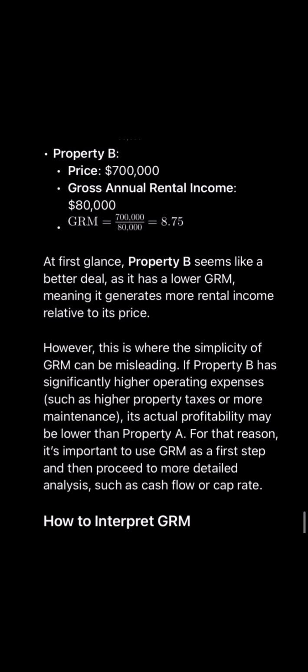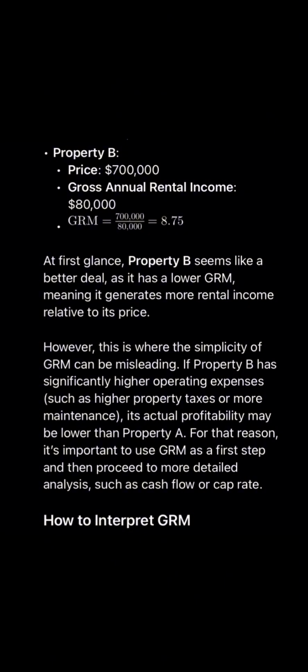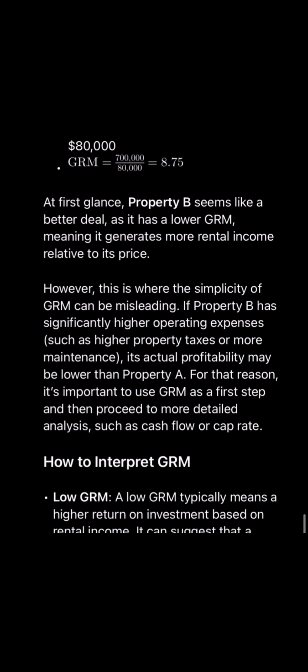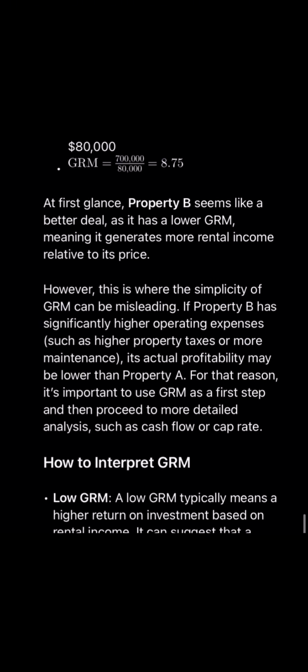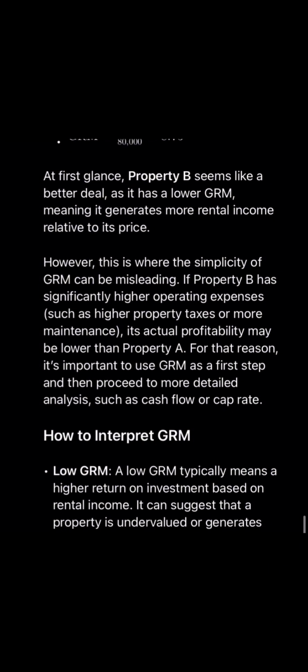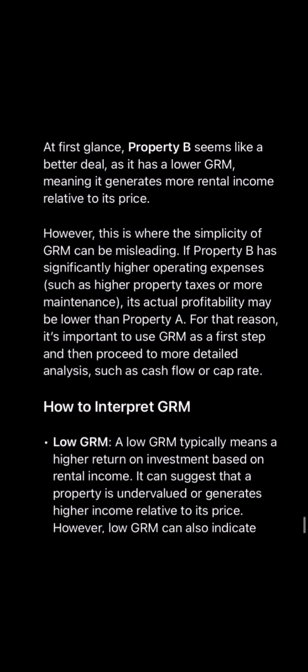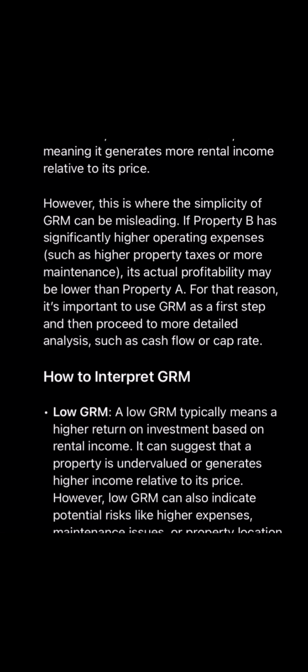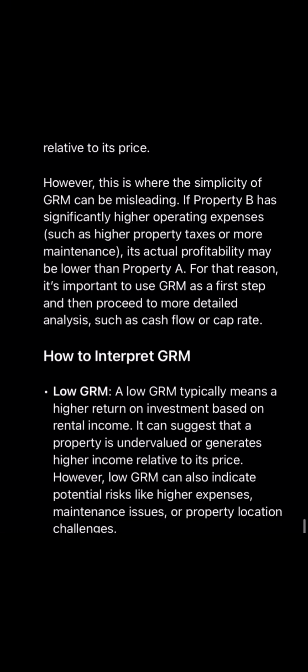At first glance, property B seems like a better deal as it has a lower GRM, meaning it generates more rental income relative to its price. However, this is where the simplicity of GRM can be misleading. If property B has significantly higher operating expenses, such as higher property taxes or more maintenance, its actual profitability may be lower than property A. For that reason, it's important to use GRM as a first step and then proceed to more detailed analysis, such as cash flow or cap rate.